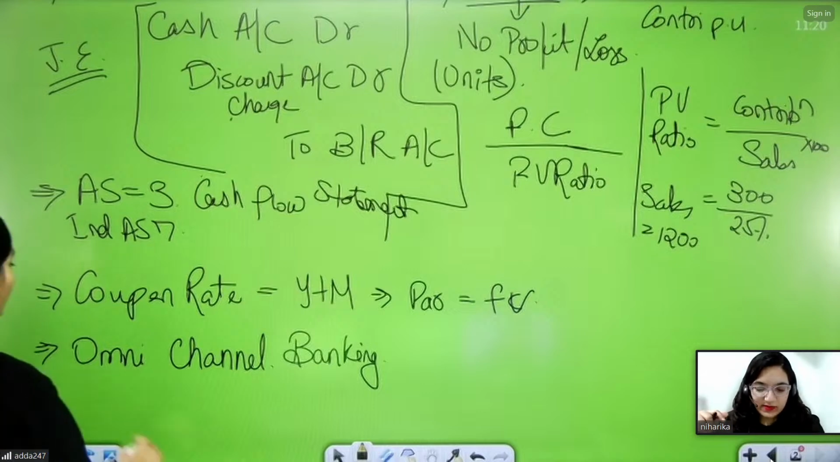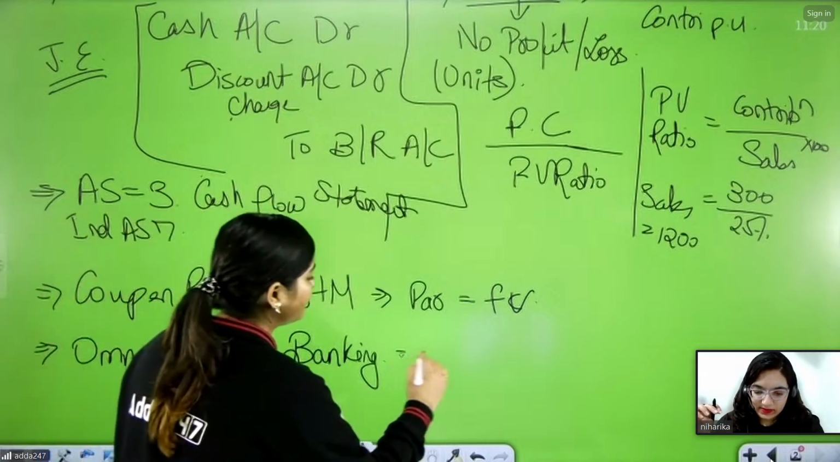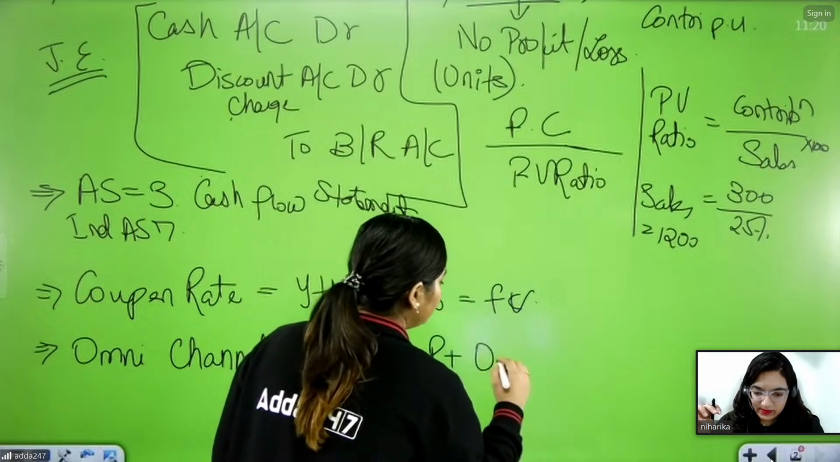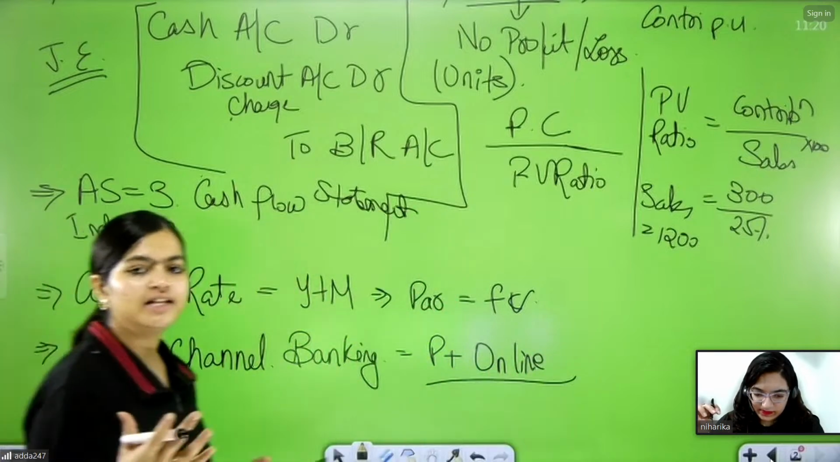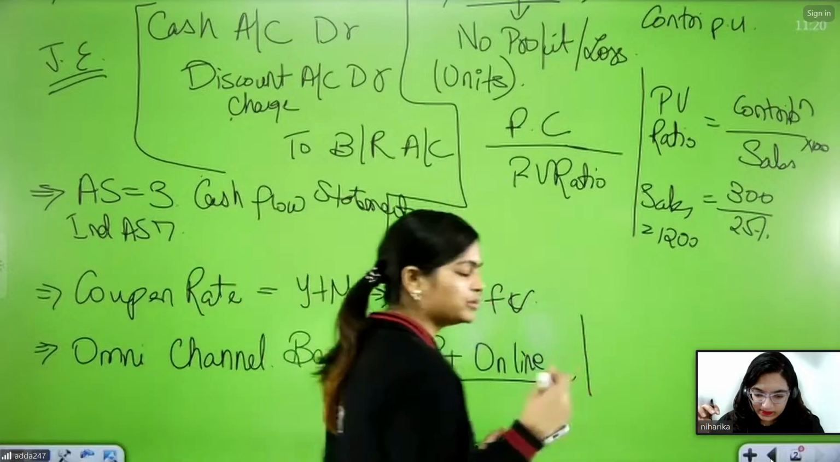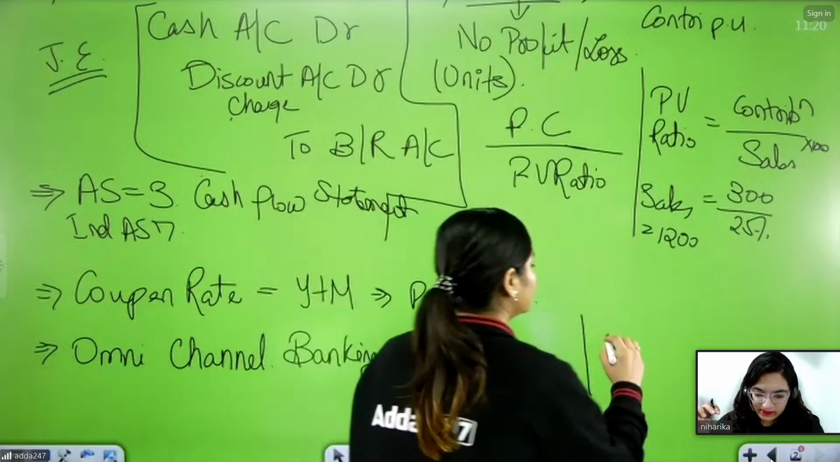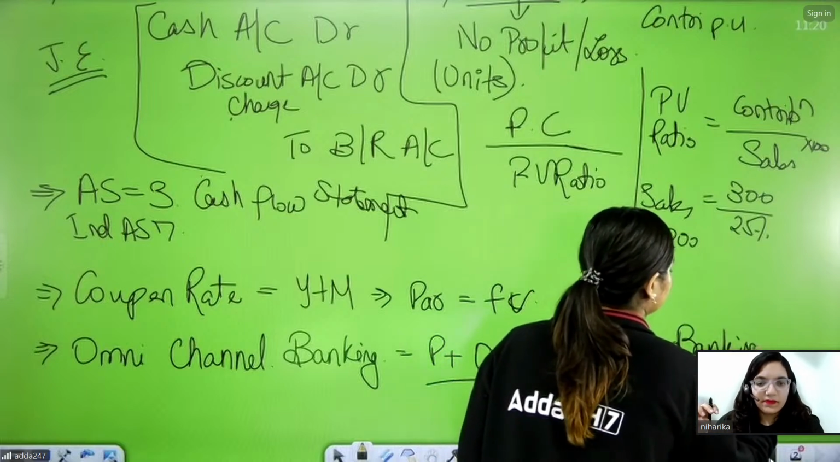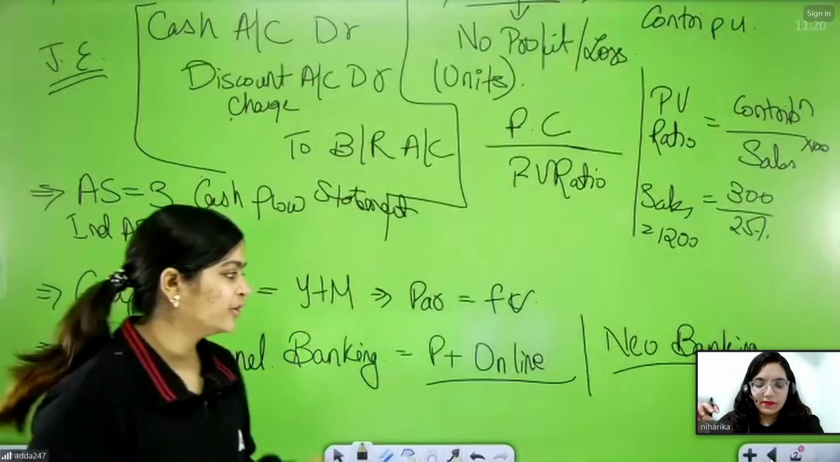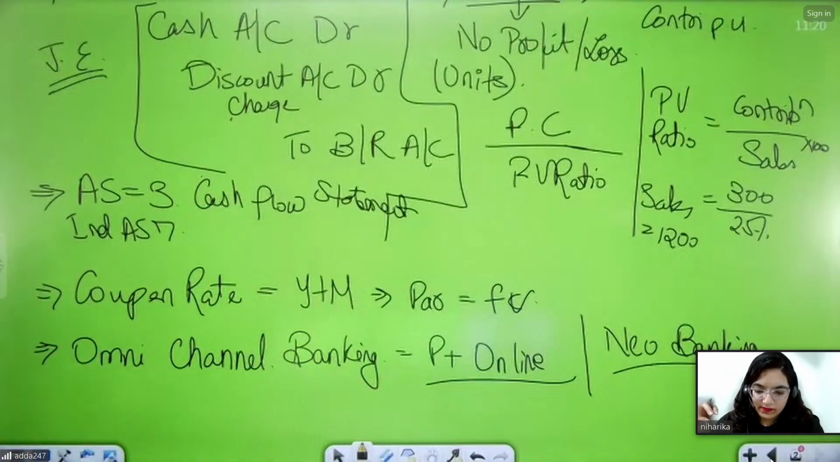Then we have omni-channel banking, in which we have physical form plus online platform both. This is your omni-channel banking. On the other hand, if they are asking that you are using only the online platforms, then that is your neo banking. There is no physical office. That is neo banking versus omni-channel banking.